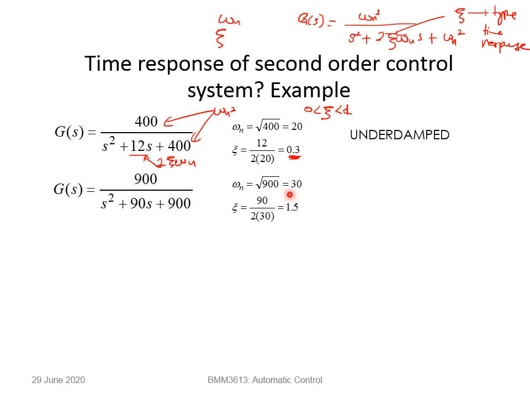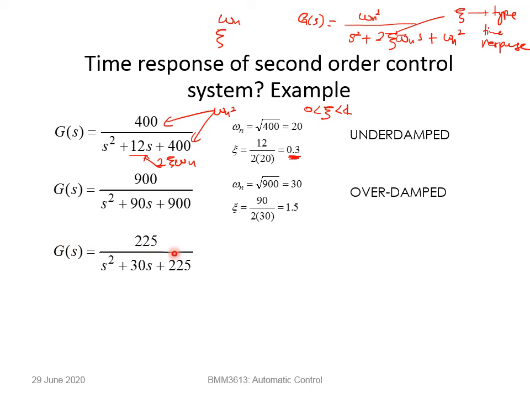So we can deduce that omega n is 30 and zeta is 1.5. So we have a zeta that is larger than 1, in which case we will have a time response with damping ratio larger than 1. It means it is overdamped. It is an overdamped system with no oscillation.